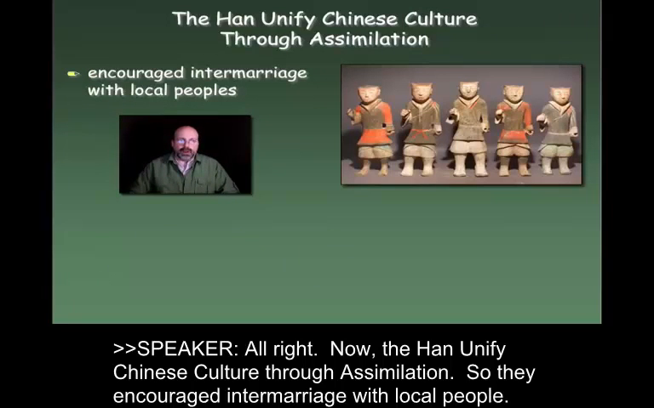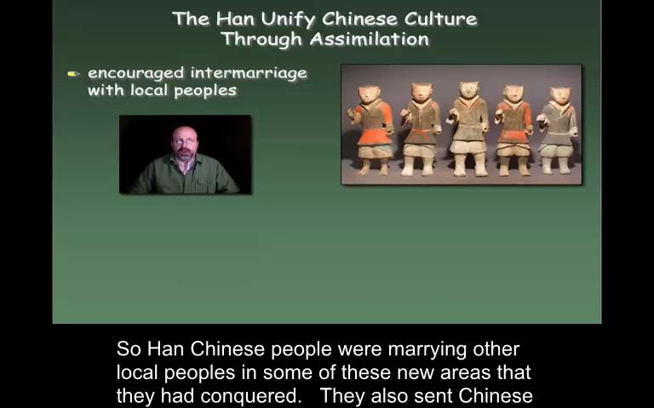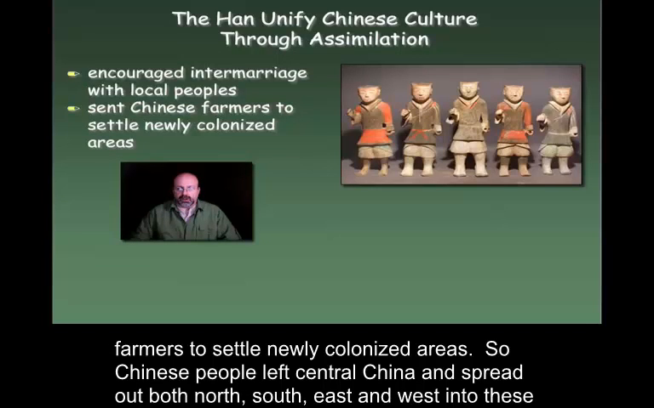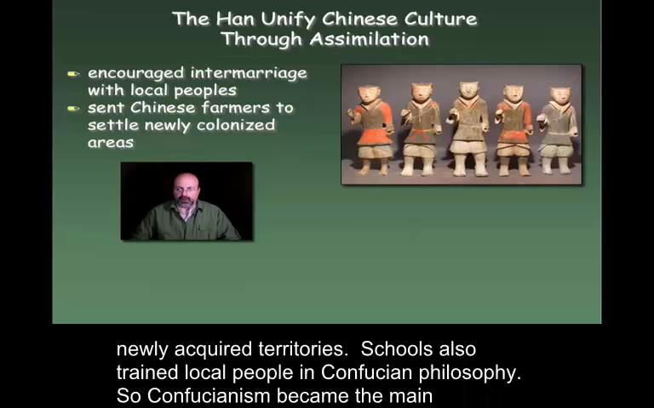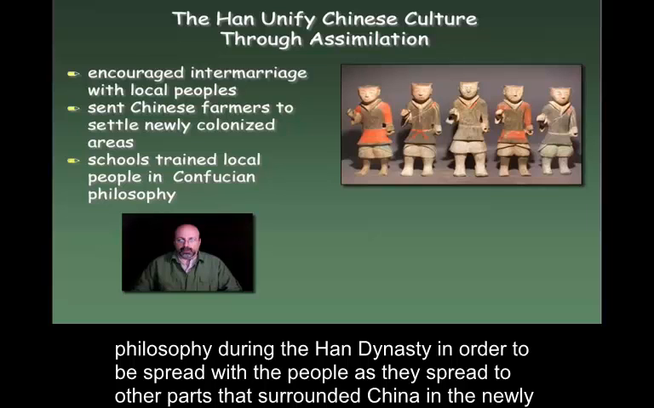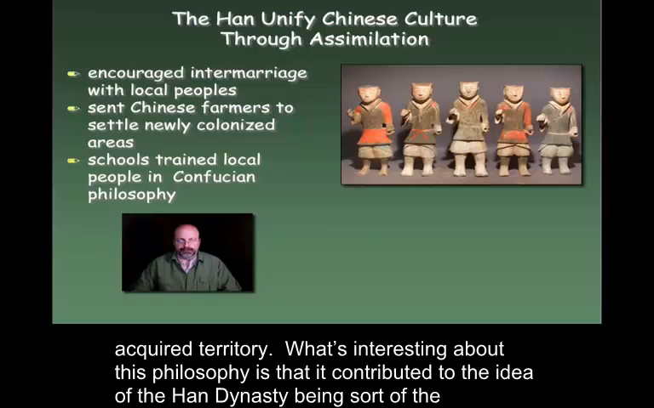Alright, now the Han unified Chinese culture through assimilation. So they encouraged intermarriage with local peoples. So Han Chinese people were marrying other local peoples in some of these new areas that they had conquered. They also sent Chinese farmers to settle newly colonized areas. So Chinese people left central China and spread out both north, south, east, and west into these newly acquired territories. Schools also trained local people in Confucian philosophy. So Confucianism became the main philosophy during the Han Dynasty, and it would be spread with the people as they spread to other parts that surrounded China and the newly acquired territory.